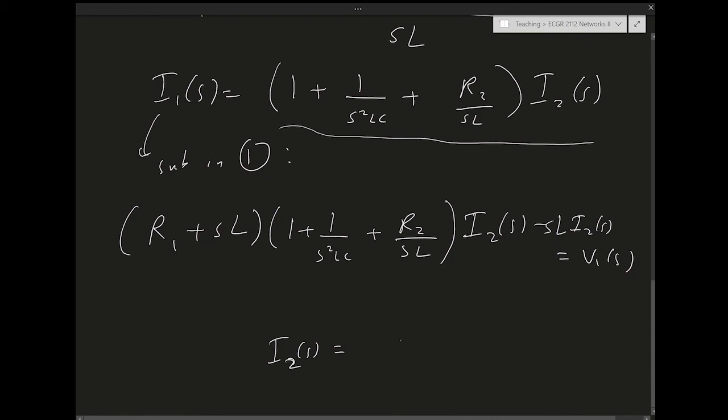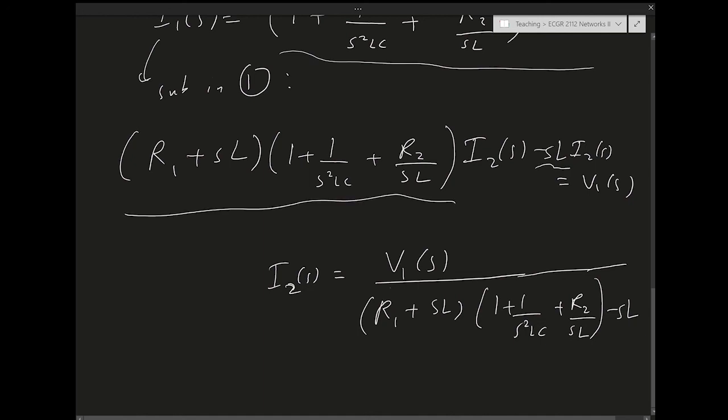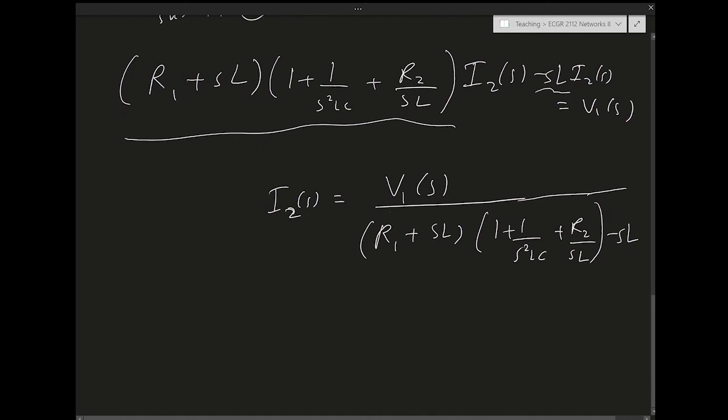So I end up with V1S over R1 plus SL, and I'm just writing things down now, times 1 plus 1 over S squared LC plus R2 over SL. Right, this is the first term, and then I have minus SL. Remember, I took I2 out, so I have this term minus this term. Okay, and then this is my transfer function. I just can move V1 to the other side, so I have I2S over V1S.